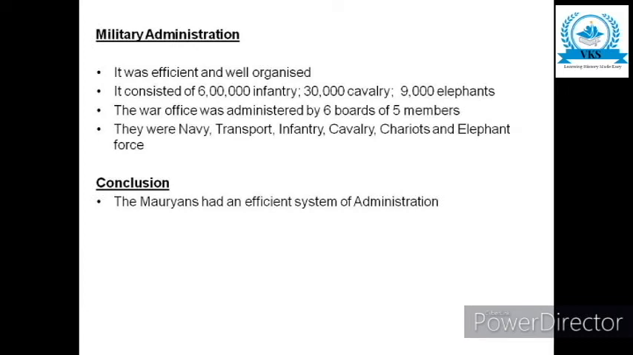Now finally the conclusion, you can just write the Mauryans had a very efficient system of administration, and we get information about Mauryan administration by referring to Arthashastra written by Kautilya. Maybe those 2 points you can add as a simple conclusion. So in this answer we have 2 main subheadings. One is central administration, and next is provincial administration, and finally we end with a conclusion.